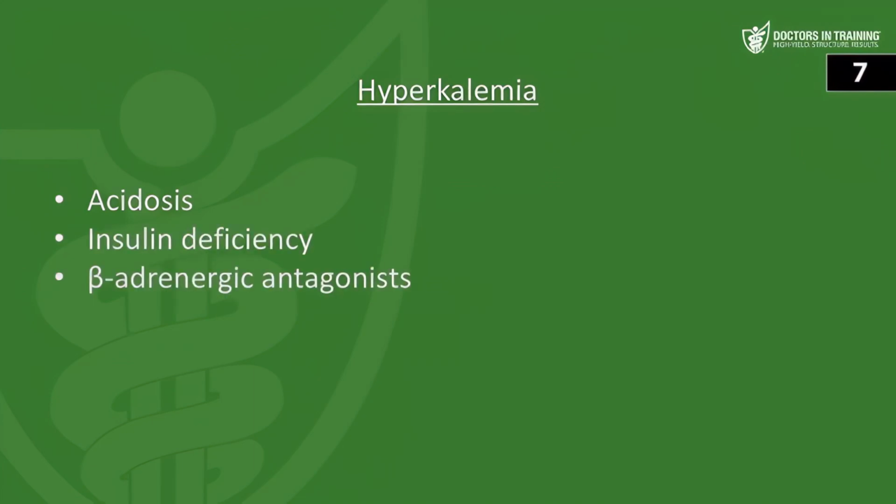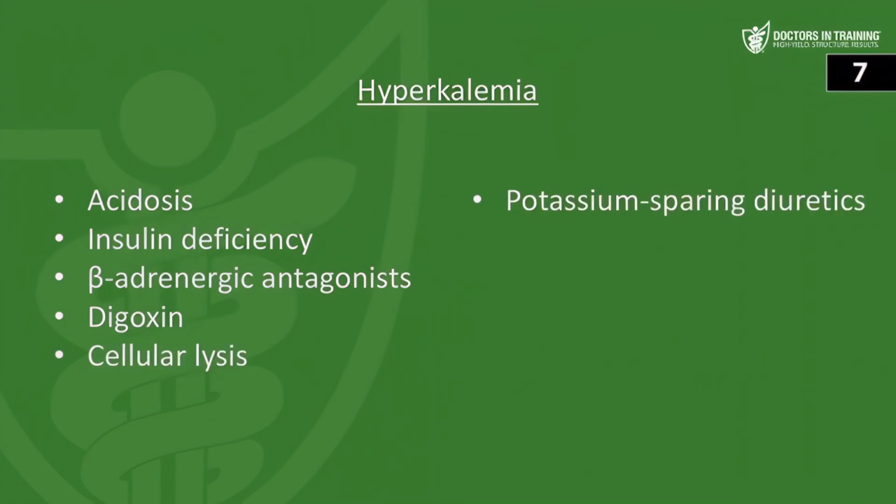Next, what factors or substances cause hyperkalemia? So we talked about things that shift potassium out of cells: acidosis, insulin deficiency, beta-adrenergic antagonists, digoxin, and cellular lysis. But I also want to throw in potassium-sparing diuretics and ACE inhibitors. Now, those don't cause potassium to shift out of the cells, but they can cause hyperkalemia. And then the next question, what factors or substances cause hypokalemia?